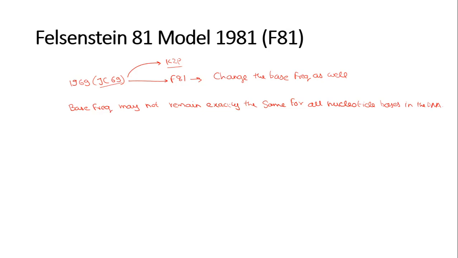Let us not go into the mathematics of this model and make your life more miserable. The point is that these guys didn't stop at two parameters and included another parameter to increase complexity. That is what happened in the Felsenstein 81 model, or F81 model.